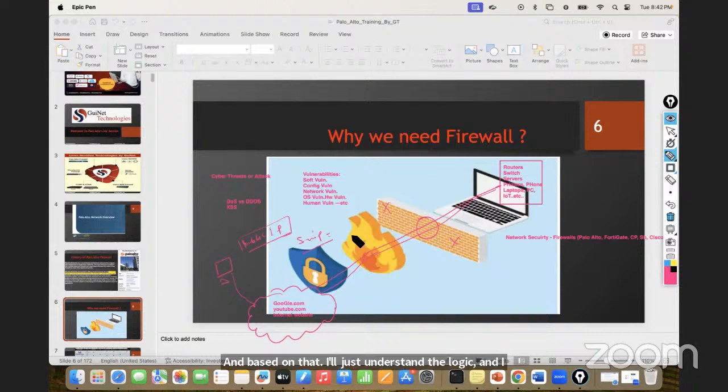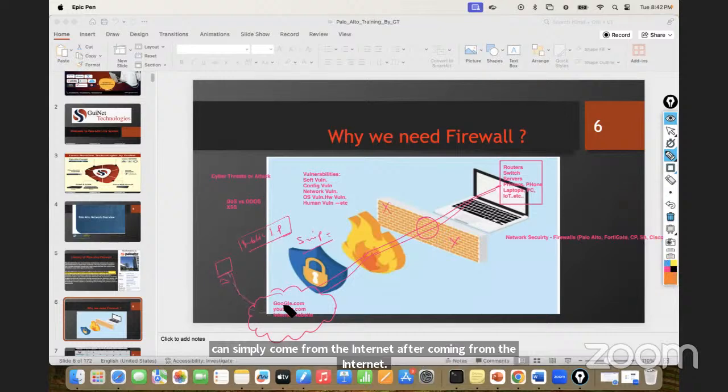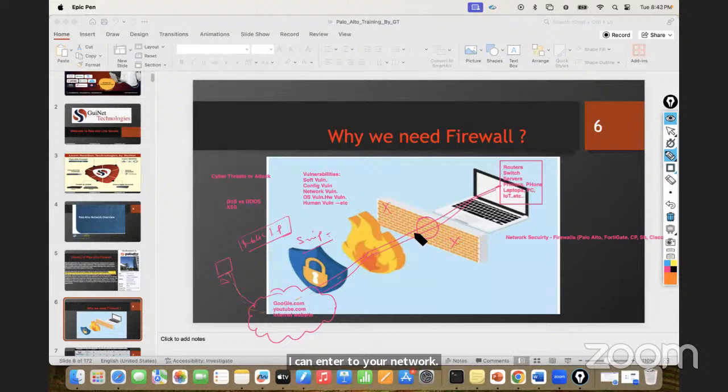And then after, I will try to do some malicious activity by sitting on the internet to compromise your network. Might be I want to do a vulnerability attack, a ransomware attack, cross-site scripting, phishing activities as well, some spyware activity. So those things are possible. I can simply come from the internet, and after coming from the internet, I can enter your network via this. So still I have a chance where my network is going to be compromised.